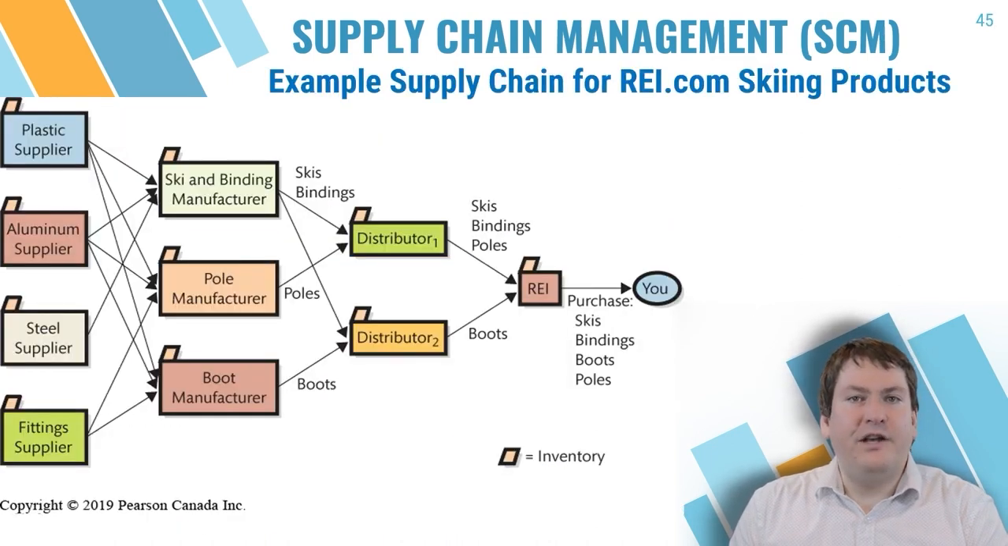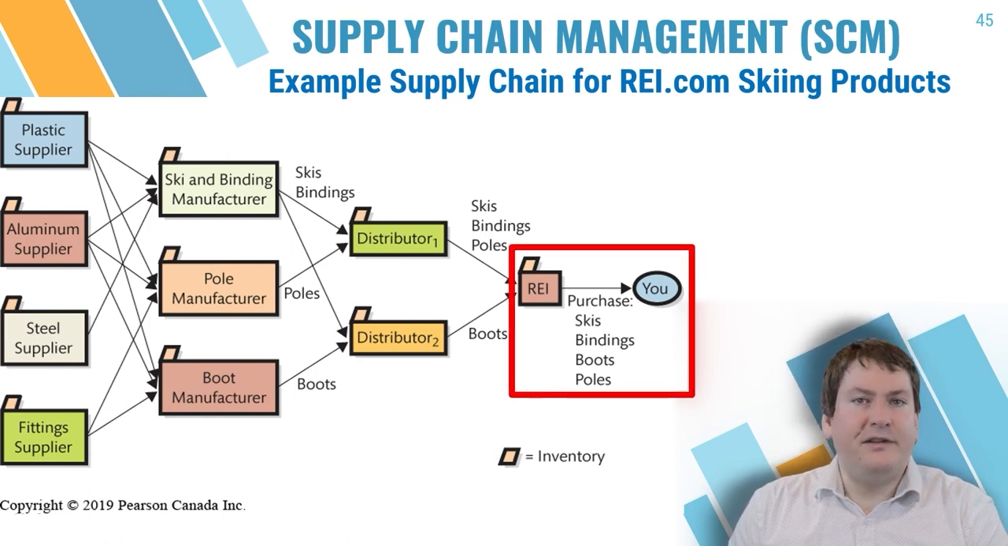Here we have the supply chain for REI, an online retailer of recreational equipment. In this case, we're looking specifically just at skiing products. Let's imagine you're purchasing some skis, bindings, boots, and poles from REI for an upcoming ski trip. These were all likely already in REI's inventory, as they showed in stock on their website, which allowed you to purchase them. So this is already an important feature of an SCM system.